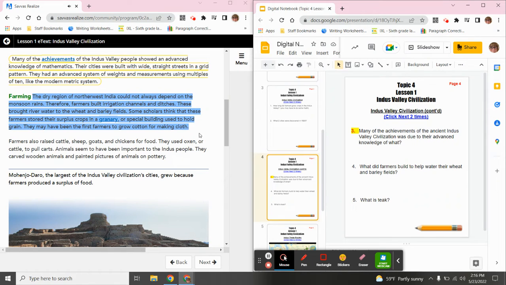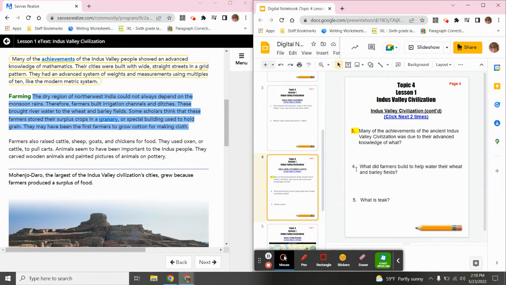Farming. The dry region of northwest India could not always depend on the monsoon rains. Therefore, farmers built irrigation channels and ditches. These brought river water to the wheat and barley fields. Some scholars think that these farmers stored their surplus crops in a granary, or special building used to hold grain. They may have been the first farmers to grow cotton for making cloth.